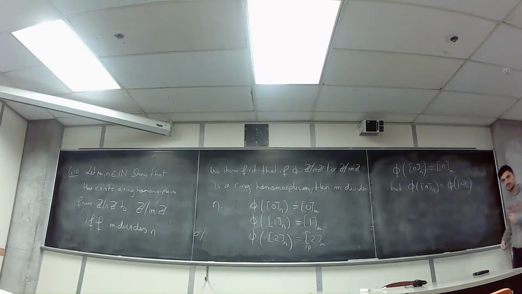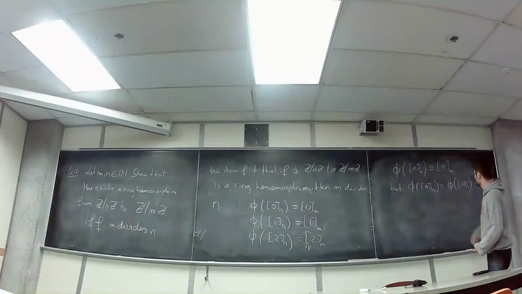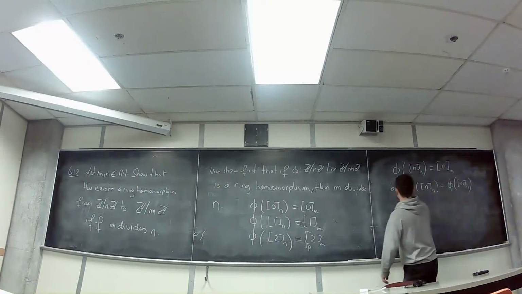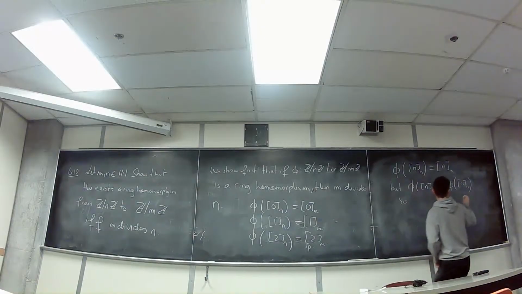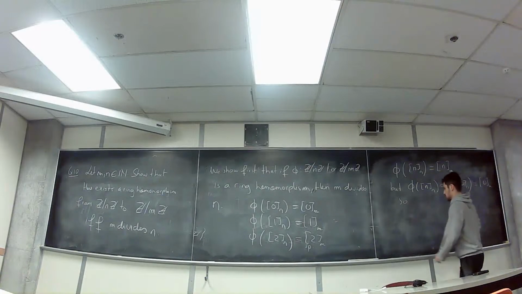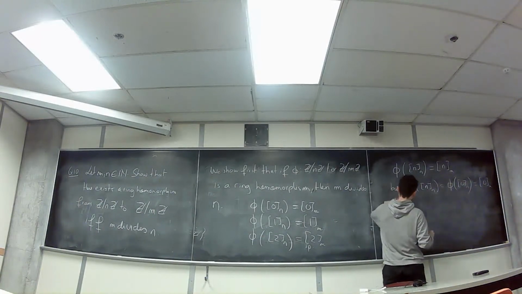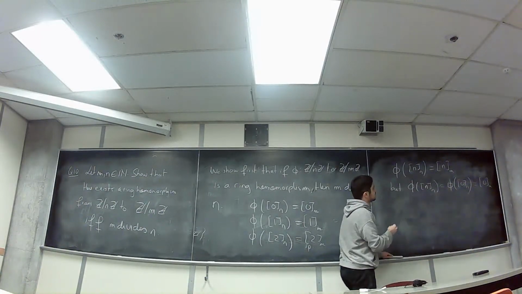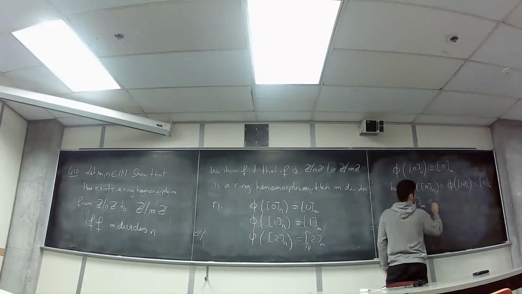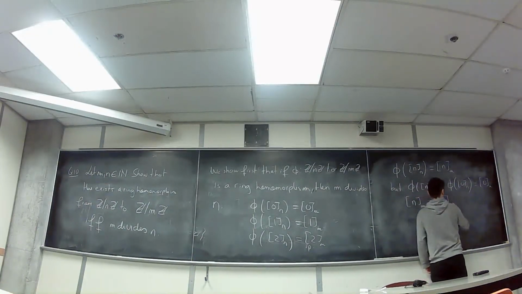Agree or not? The equivalence class of n modulo n is equal to the equivalence class of 0 modulo n. So phi of 0 mod n. Well, what is phi of 0 mod n? It's 0 mod n. Awesome. So phi of n mod n is equal to 0 mod n, right? The class of n mod n is 0 mod n.